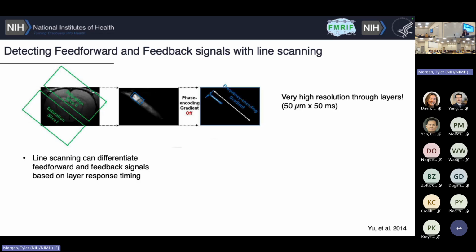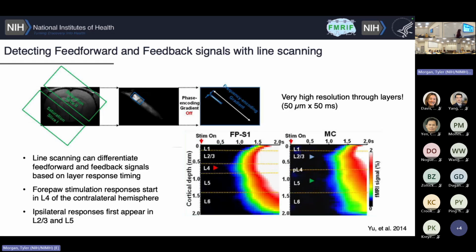And this was a departure from the way that we often collect MRI data, which is to cover, those of you that have done it, a large field of view and try to read out all of the information in that. It's quite a slow process. Here, they wanted to get really high resolution through cortical layers, but they also wanted really high temporal resolution. And so here they were able to accomplish 50 micron resolution and 50 millisecond temporal resolution.